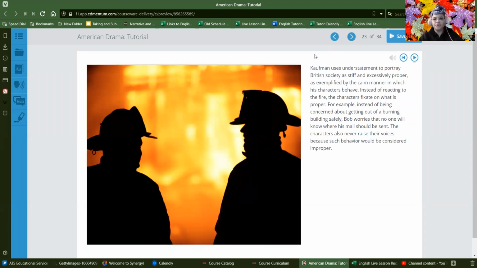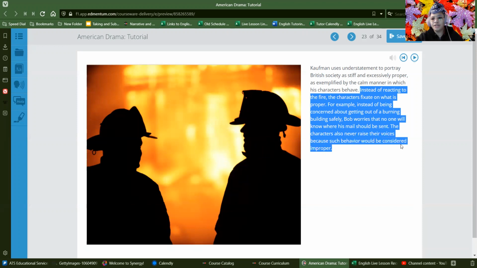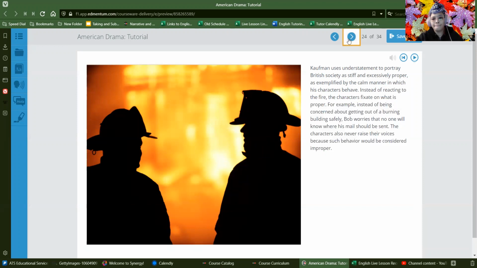Specifically, the point of this joke is to make fun of British society. The author was specifically trying to write about British society being proper, too proper, so proper that everyone has to be cool and relaxed and polite even while the building is on fire. So that's basically what the joke is supposed to be. It says, instead of reacting to the fire, the characters fixate on what is proper. For example, instead of being concerned about getting out of a burning building safely, Bob worries that no one will know where his mail should be sent. The characters also never raise their voices because such behavior will be considered improper.